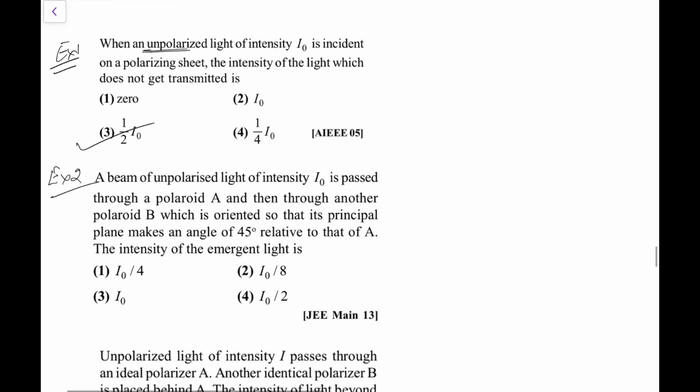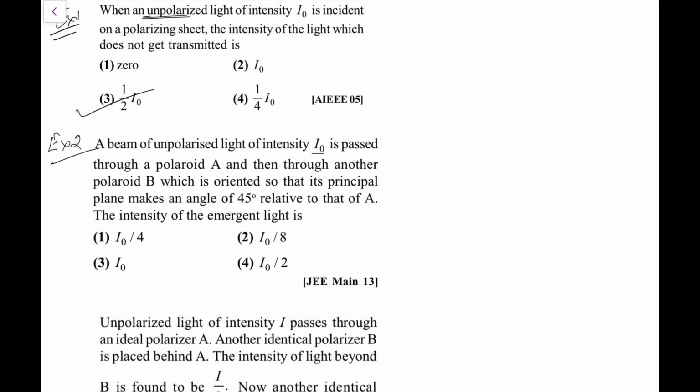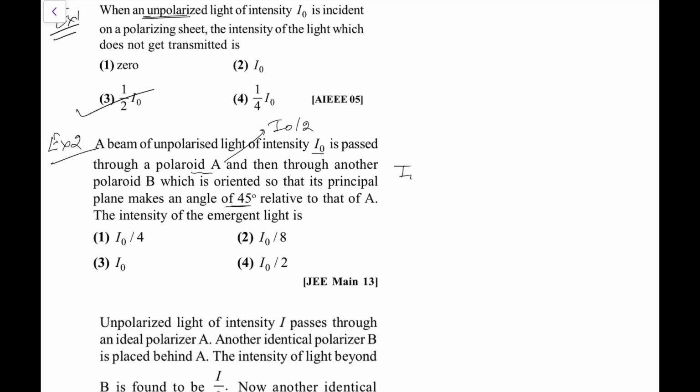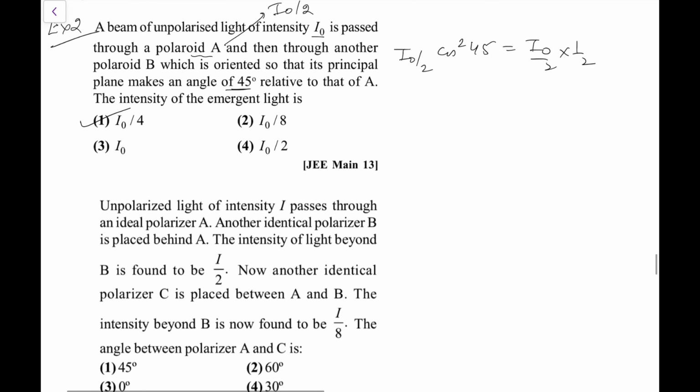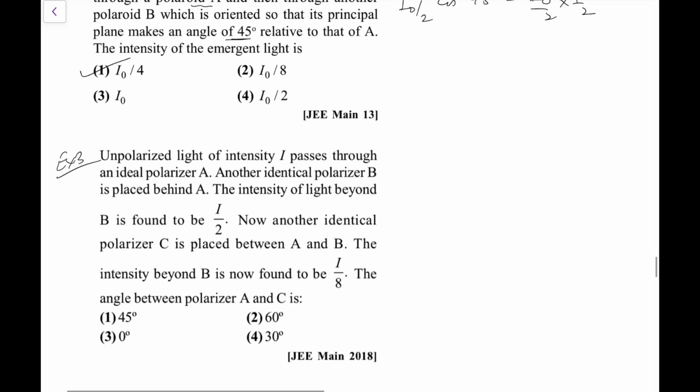Next one, a beam of unpolarized light of intensity I naught is passed through a Polaroid A. So you know after this it will become I naught by 2 because it was unpolarized. Then through another Polaroid B which is oriented that the axis makes an angle 45 degrees. So now the intensity would be I naught by 2 cos square 45 using the law of Malus. Cos square 45 is 1 by 2. So that is I naught by 4. Go for option first.